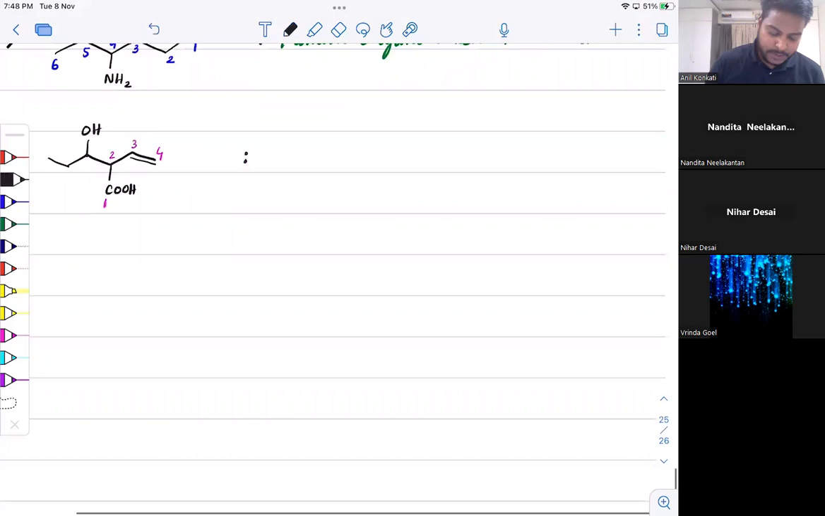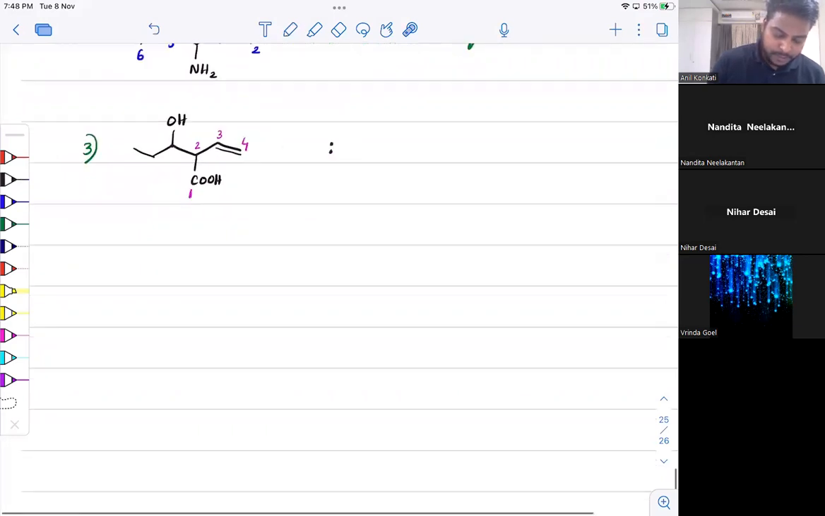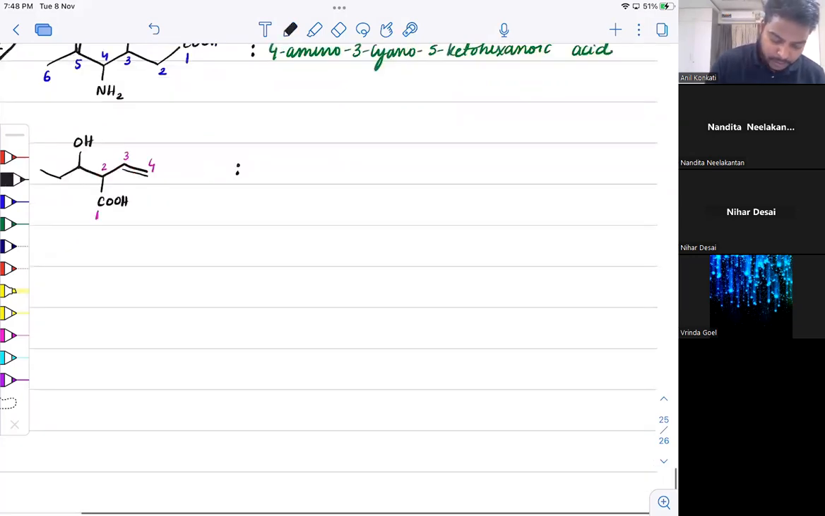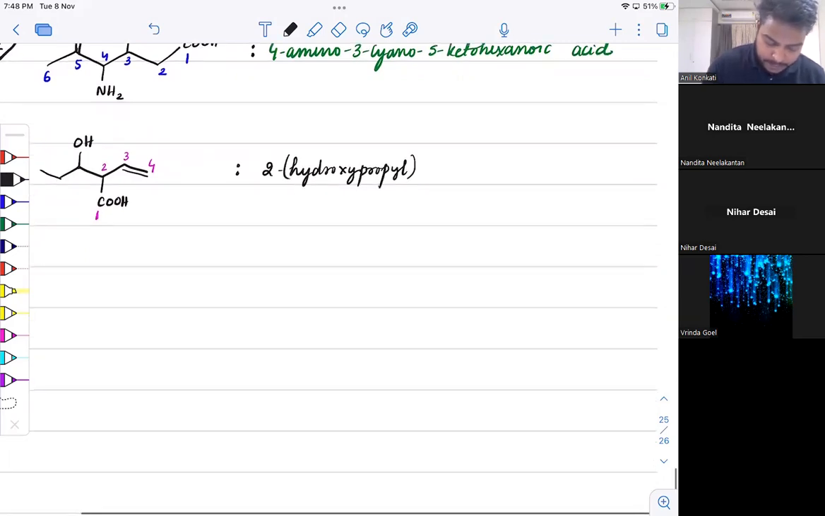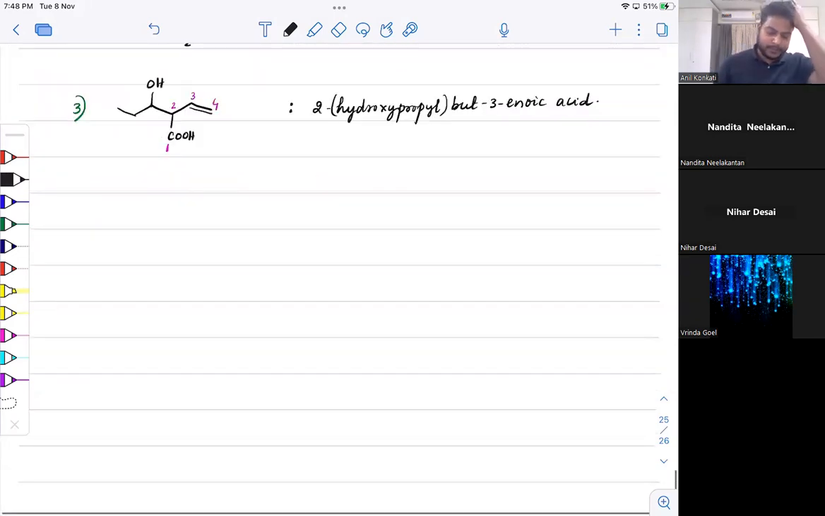Now, what is the name? You can see on the second position, I have 1, 2, 3, propyl. And on the first carbon of that propyl, we have hydroxy. So this will be 2-(hydroxypropyl). Keep it in bracket. And then it is but-3-en-oic acid. I hope you guys understood what I have written.